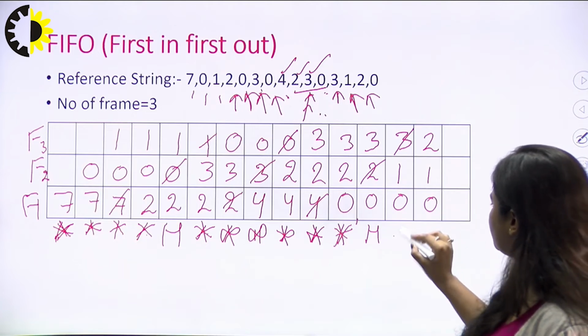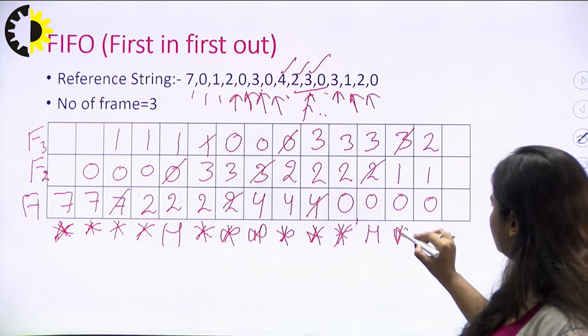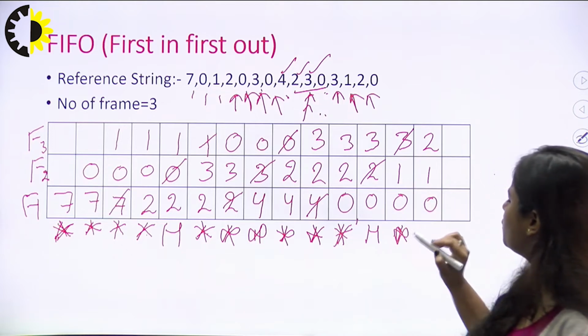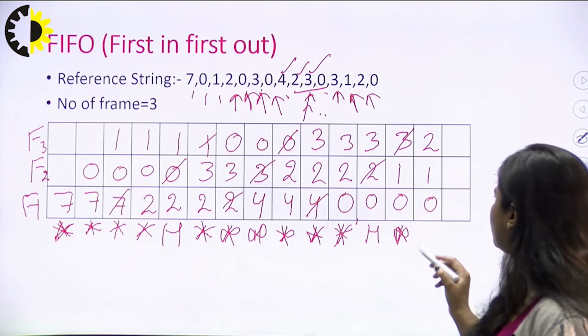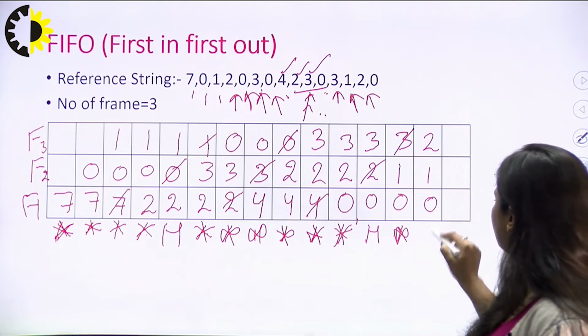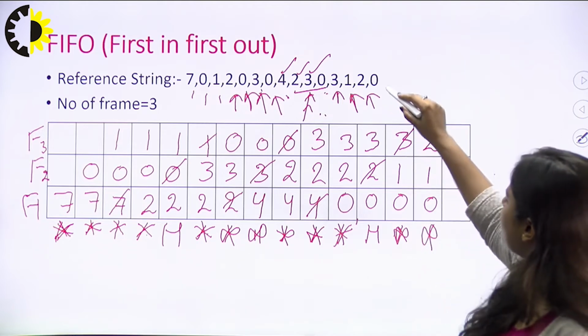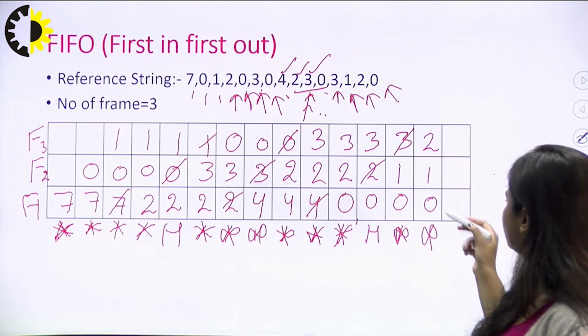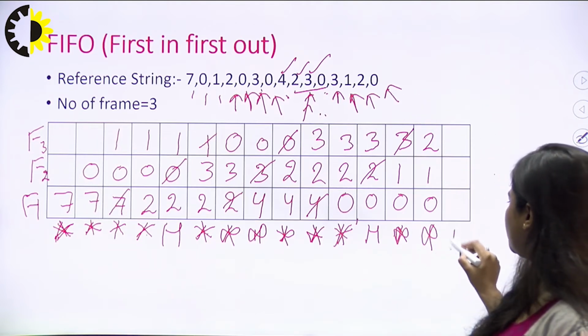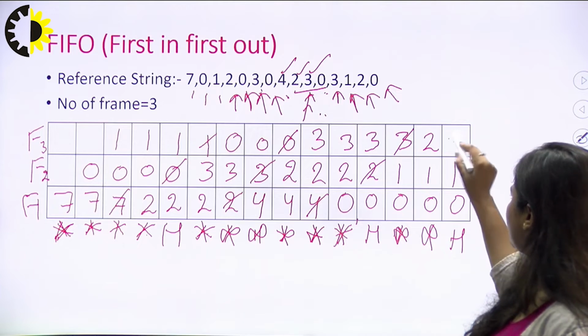And again it was a page miss because 1 was not present inside the main memory. Again it is a page fault because 2 was not present inside the main memory. Now we have 0. 0 is already present inside the main memory, and it is a hit. So 0, 1 and 2.